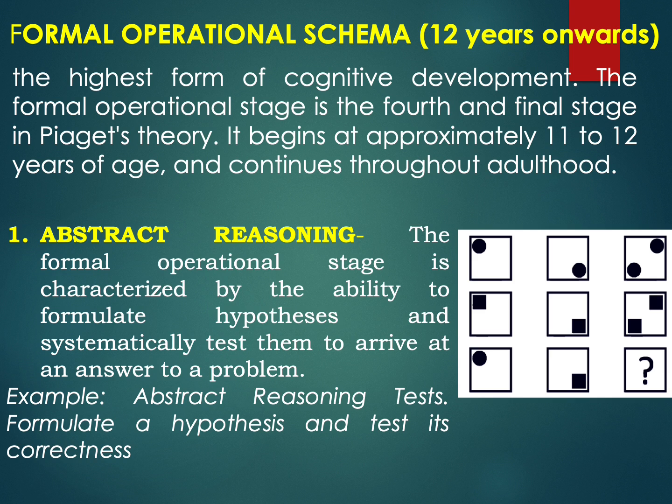Nag-try nyo na bang nag-take ng exam ng ganito? Yung may mga box and then you guess kung ano yung susunod na itsura ng item na yon? That is what we call the abstract reasoning test. When you take that test, you formulate a hypothesis and then you test its correctness. So pag kaya mong sagutan yung mga bagay na yan, if these things make sense to you, then that means that you have already attained a level of abstract reasoning.